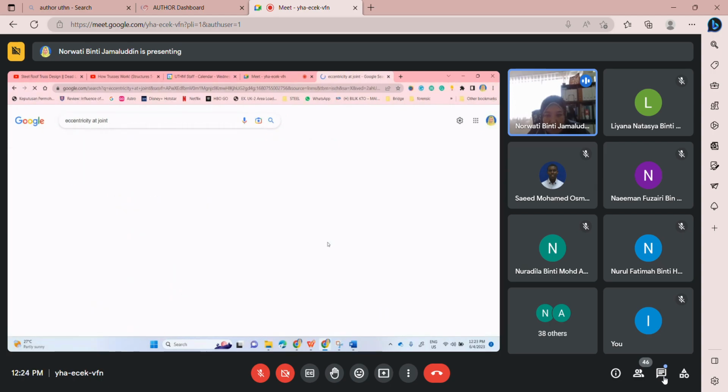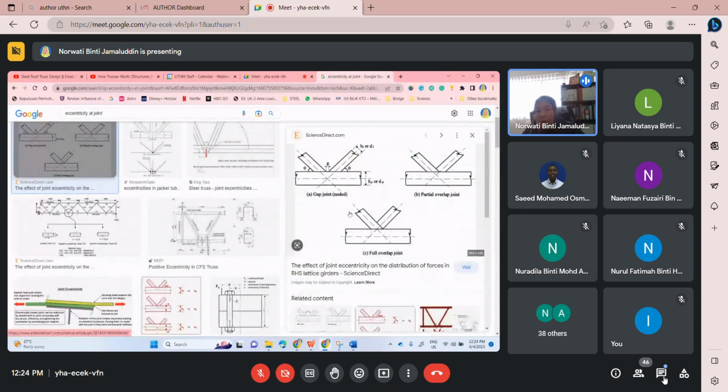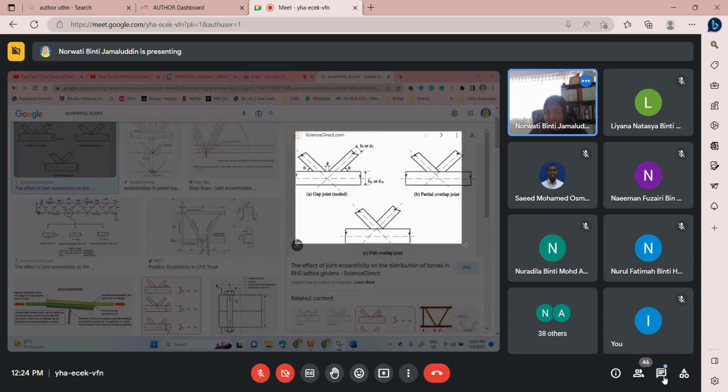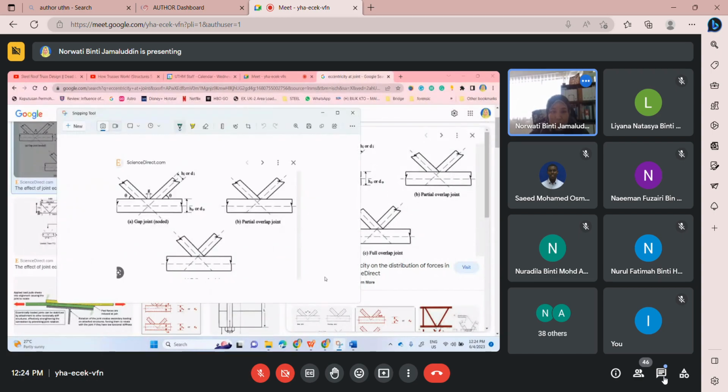Okay, let's see another picture. Okay, it's visible, but okay, this will do. See? This is the member axis. Another member axis. This is also a member axis. See? They meet at the same point. So there's no moment.